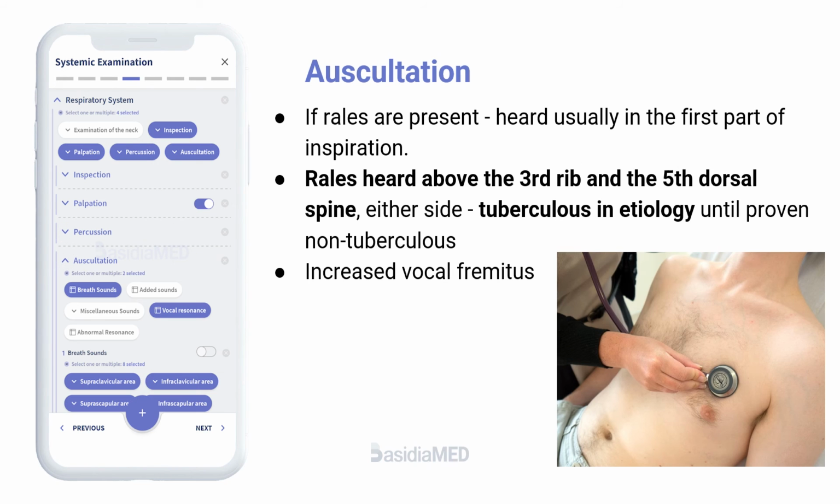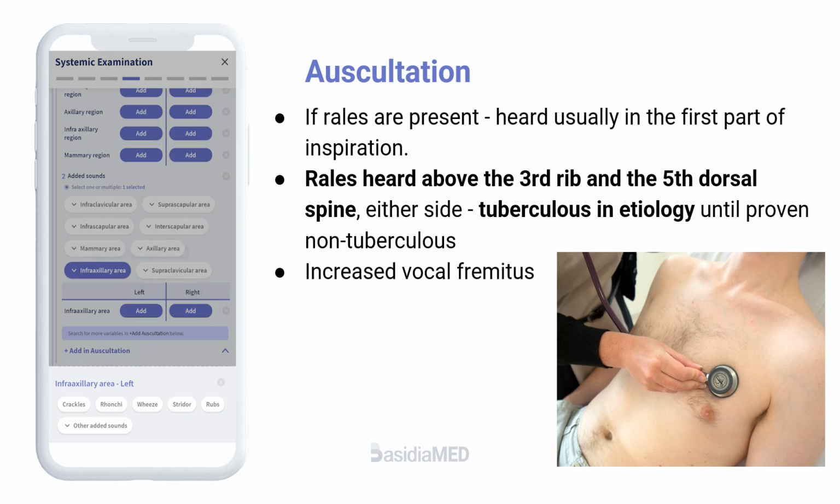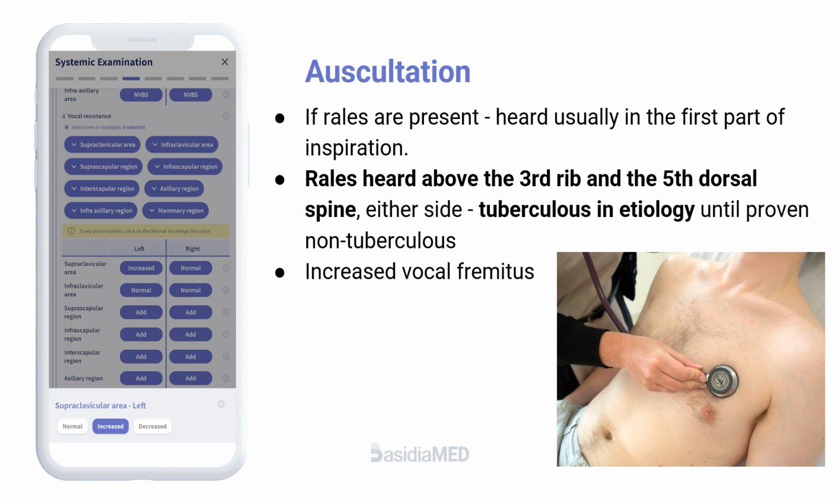Auscultation. The method is to have the patient breathe deeply and slowly through the mouth, and at the extreme end of expiration, have him give a short cough, followed immediately by a deep inspiration. If rales are present, they are heard, usually in the first part of inspiration. A good rule to follow is, rales heard above the 3rd rib and the 5th dorsal spine, either side, must be taken as being tuberculous in etiology, until proven non-tuberculous. Increased vocal fremitus may be observed.